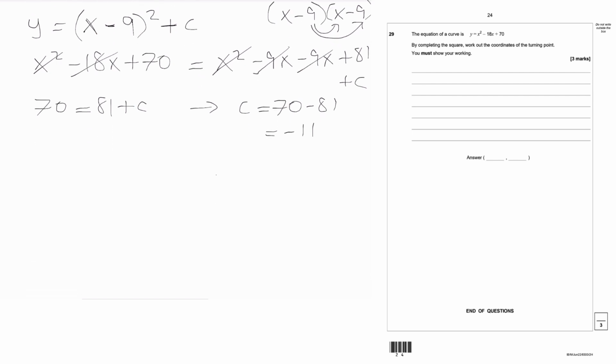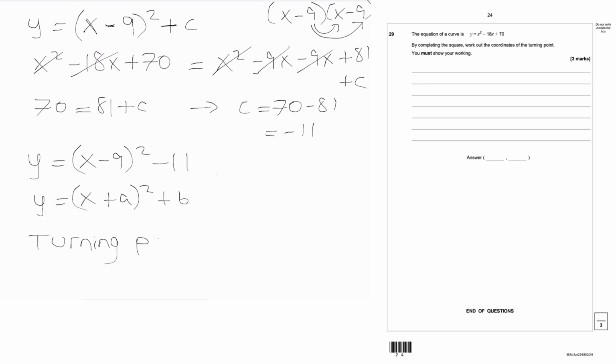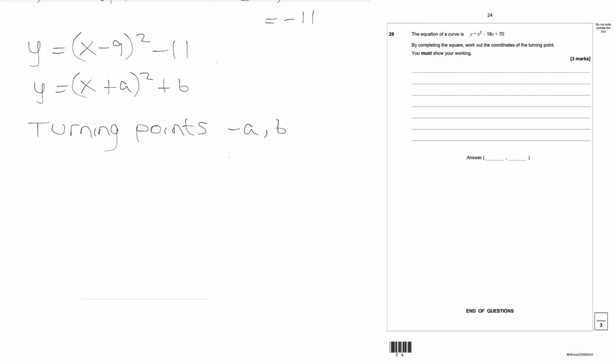So what this means is we can say that y is equal to (x minus 9) squared minus 11. So now, let's compare this to our generic formula, which we had y equals (x plus a) squared plus b. And we said the turning point is going to be negative a and plus b. So in this case, our turning point here is going to be, well, negative a, so negative of negative 9 is 9, and b is minus 11. So this is going to be our turning point.